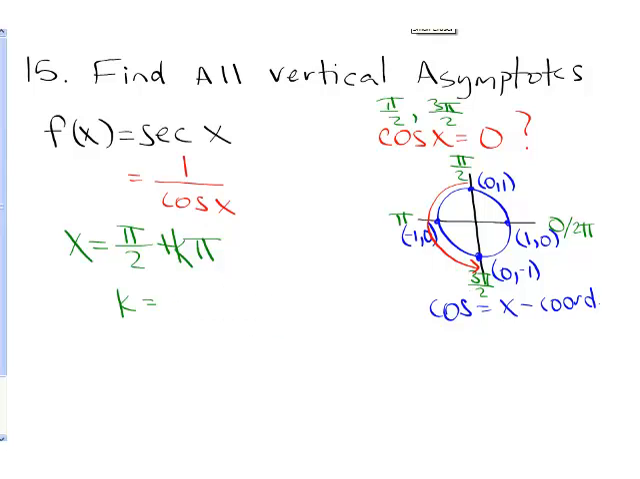This is really sloppy here. K is equal to any integer. And so that allows me to say, what if k is equal to negative 7? Well, that's negative 7 pi. So if I start at pi over 2 and go negative 7 pi, I'm still going to be at a 0 for the cosine. Okay?